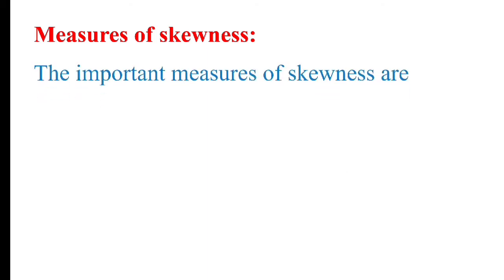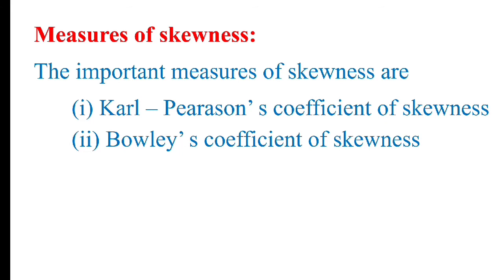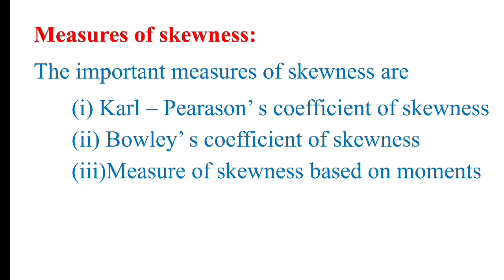Now we are going to study measures of skewness. What are the measures of skewness? There are three types of measures of skewness. The first one is Pearson's coefficient of skewness. The second one is Bowley's coefficient of skewness. The third one is measures of skewness based on moments. We are going to study Pearson's coefficient of skewness.